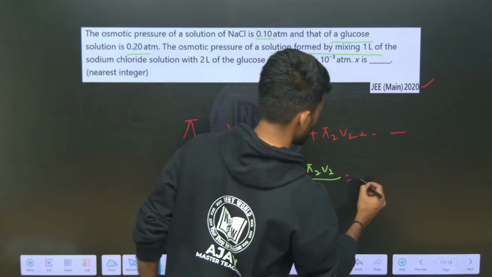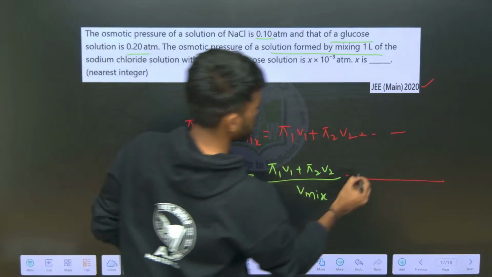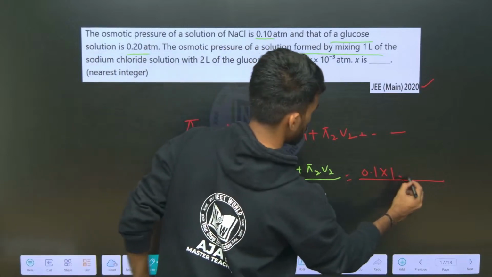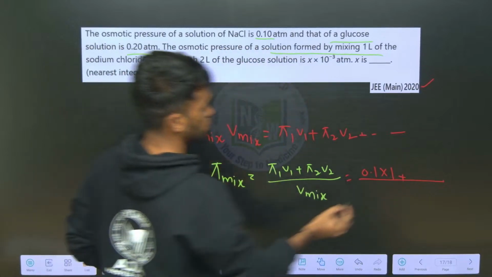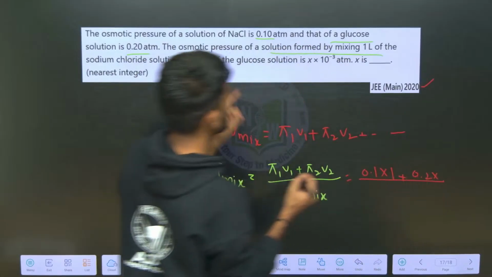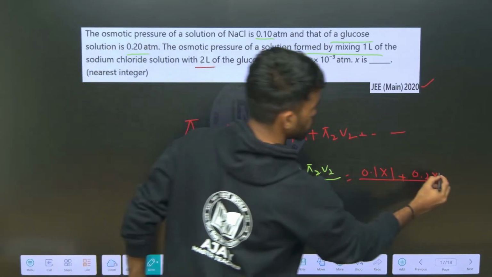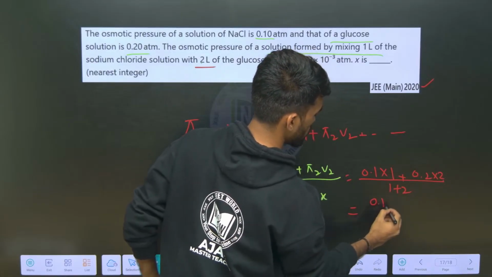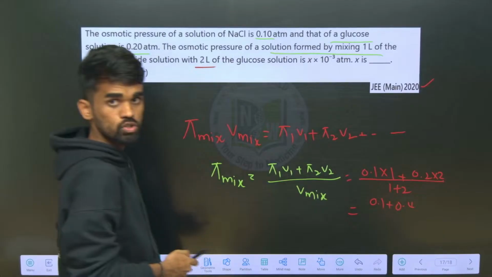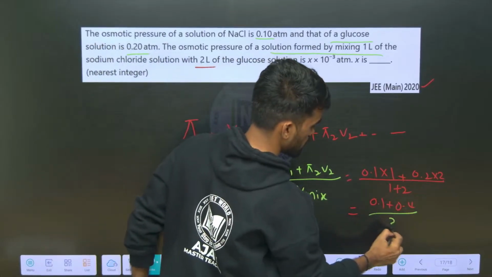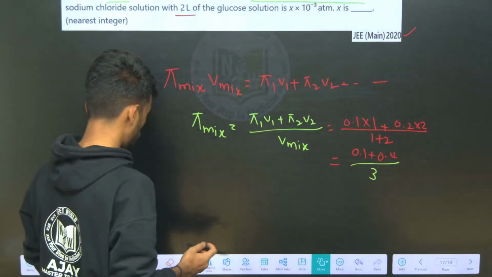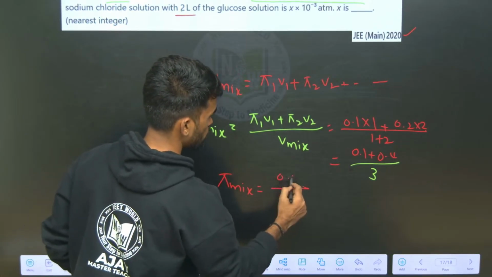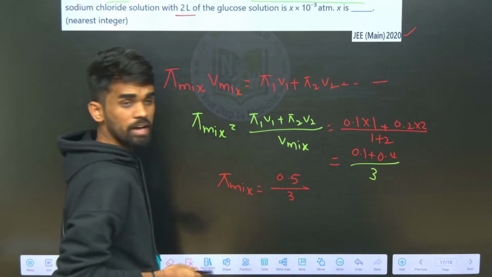So what is the pi 1 value they have given? It is 0.1 into volume mentioned, 1 liter, plus pi 2 is 0.2, volume mentioned is 2 liters, total volume 1 plus 2, 3. So this will be 0.1 plus 0.4, 2 2s are 4, 0.4 here, and this is 3. So what we are remaining with, pi mix will be 0.5 by 3.